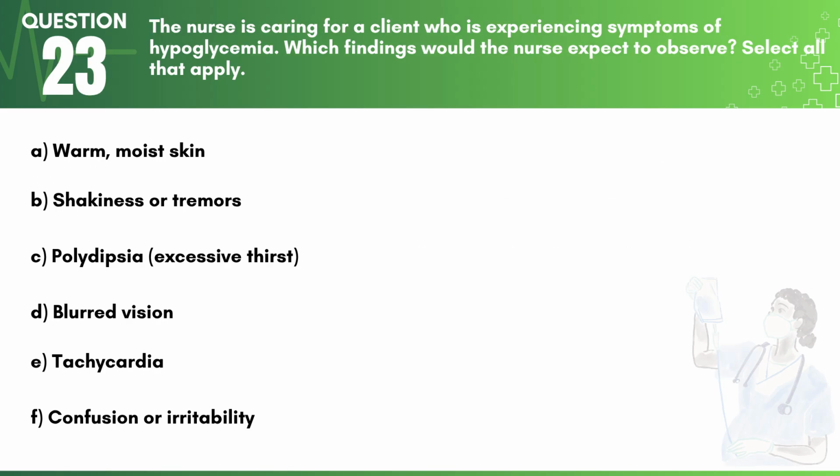Question 23. The nurse is caring for a client who is experiencing symptoms of hypoglycemia. Which findings would the nurse expect to observe? Select all that apply. A. Warm, moist skin. B. Shakiness or tremors. C. Polydipsia, excessive thirst. D. Blurred vision. E. Tachycardia. F. Confusion or irritability.